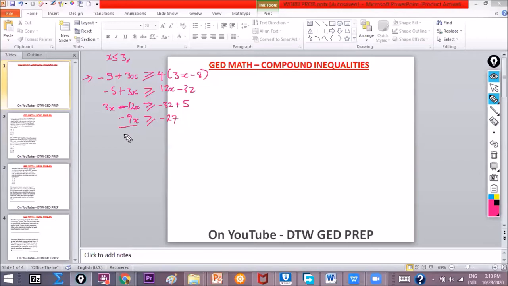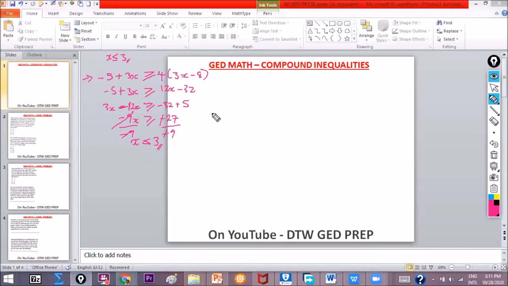So we divide both sides by minus 9, and we flip the sign. This will cancel out, and how many times will 9 go into 27? 3. So x is less than or equal to 3. You are correct. Okay, now, let's do compound inequalities.